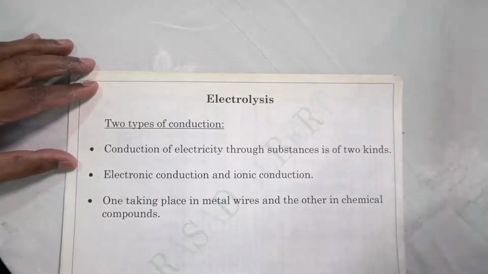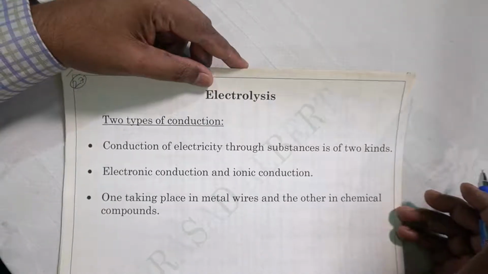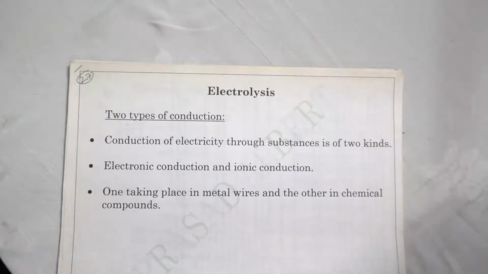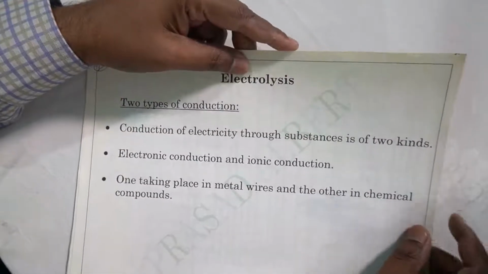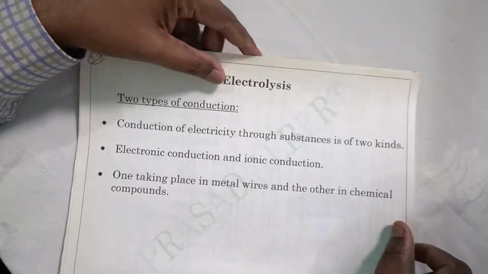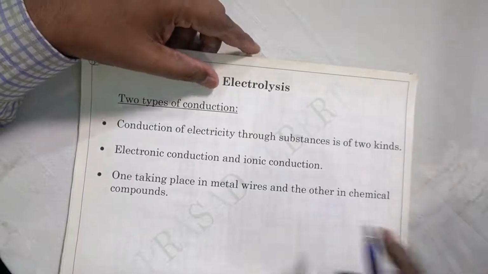Conduction of electricity is of two types. We have to first understand the difference in the conduction of electricity. Now the conduction of electricity is through the metals as well as the chemical compounds. There is a lot of difference between them, so we will discuss these things.